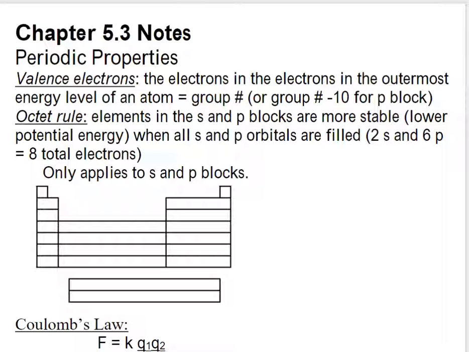Hi guys, today we're going to go over Chapter 5, Section 3 for Honors Chemistry, Periodic Properties of the Elements. Valence electrons are the electrons in the outermost energy level of an atom. You can find the number of valence electrons by looking at the group number, or the group number minus 10, on the periodic table.